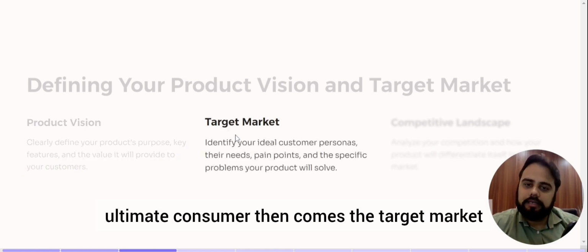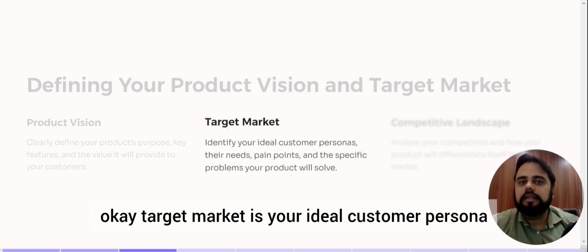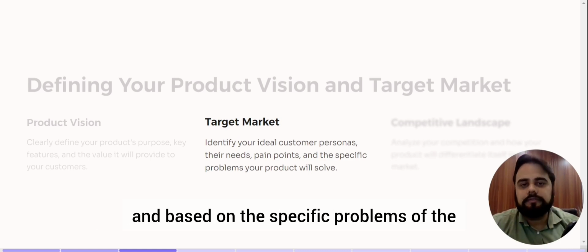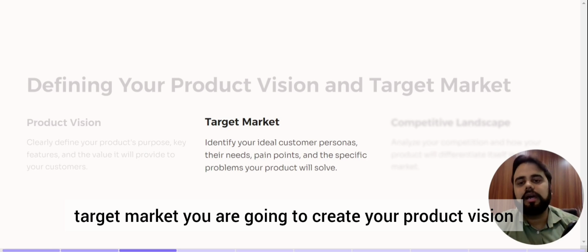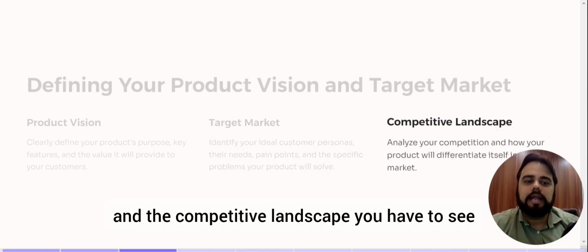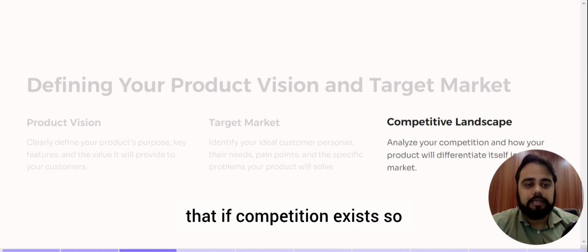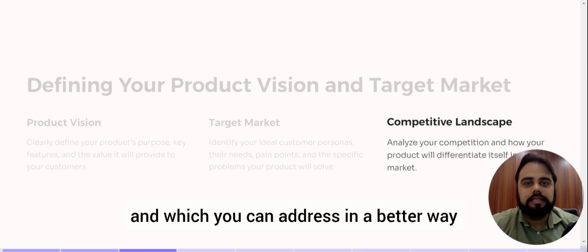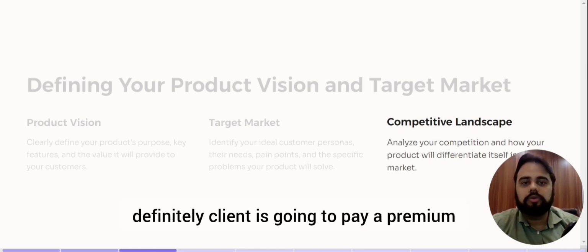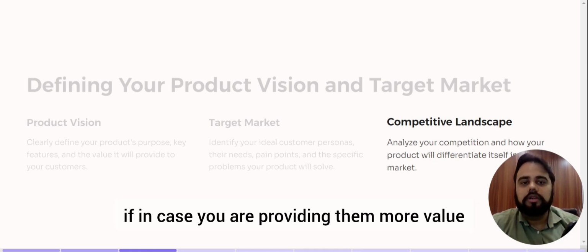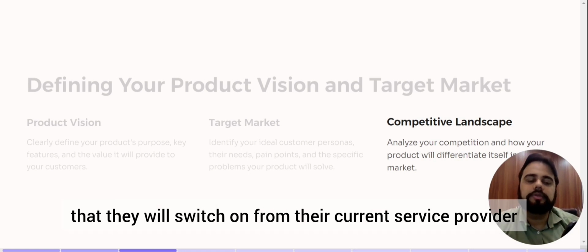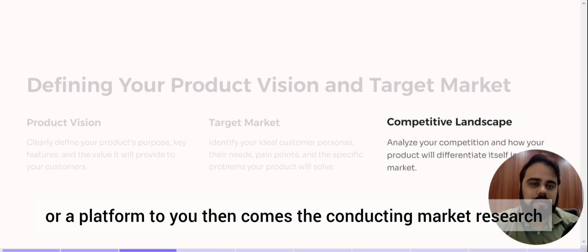Then comes the target market. Target market is your ideal customer persona, and based on the pain points, needs, and specific problems of that target market, you are going to create your product vision. And for the competitive landscape, you have to see, if competition exists, what the things are that competition is not able to address and which you can address in a better way. Definitely the client is going to pay a premium if you are providing them more value than your competition, and there are high chances that they will switch from their current service provider or platform to you.